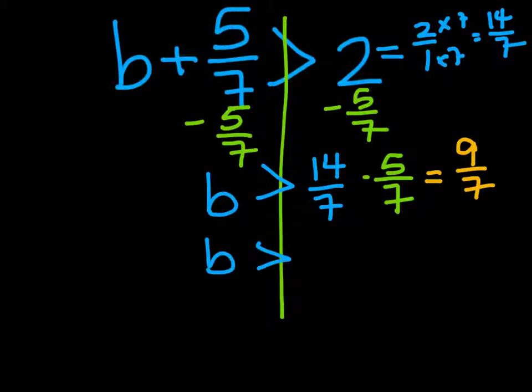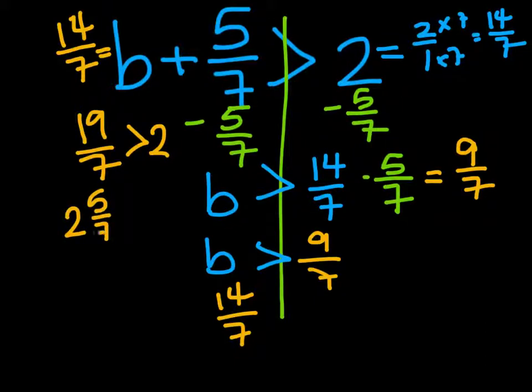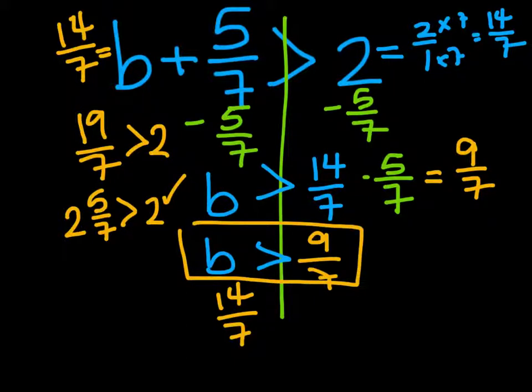So b is greater than 9/7. All right, so let's think. What could be greater than 9/7 to make this all work? Well, let's try 14/7. That's essentially 2, since 14 divided by 7 equals 2. Let's put that in for b. 14/7 plus 5/7 is equal to 19/7. And is that greater than 2? 7 goes into 19 2 times, and we have 5 left over, so we have 2 and 5/7. Yes, that is greater than 2. So this answer works. b is greater than 9/7.